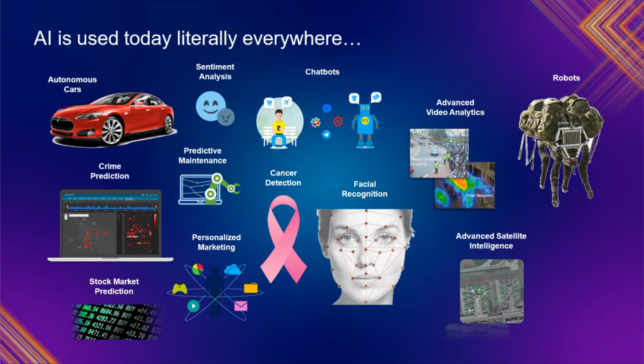Here we are going to concentrate on imageries, right? So I'm going to give imagery as my input. I'm going to make the system learn certain aspects and then have the system analyze other areas where I have not trained it. Okay, so that's what we are going to see. Literally, AI is used everywhere, from crime prediction to predictive maintenance, to advanced satellite intelligence, to security. Everywhere AI is used.